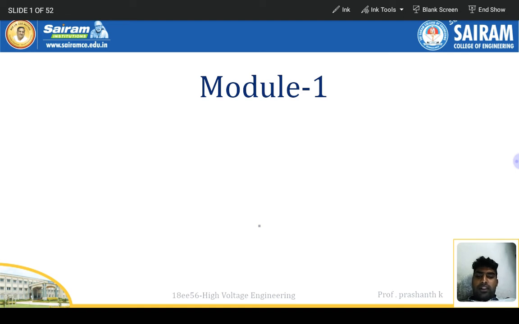So for example, I'll tell you how the high voltage is transferred from the power station to the consumer side. There is a generating station, 11 kV generated, then stepped up to 33 kilovolts or 66 or 110 kilovolts. Again this is transmitted and brought down to 11 kilovolts. Again it is converted into the required voltage level, right? So that is high voltage engineering.